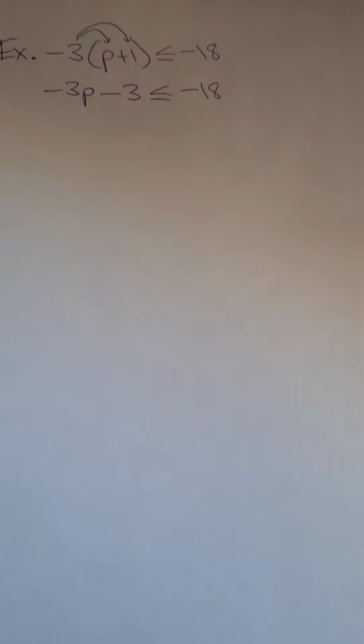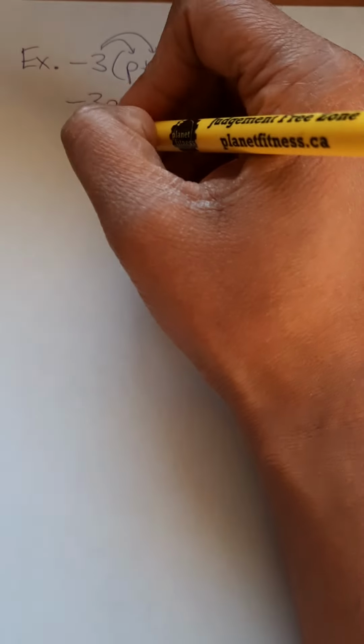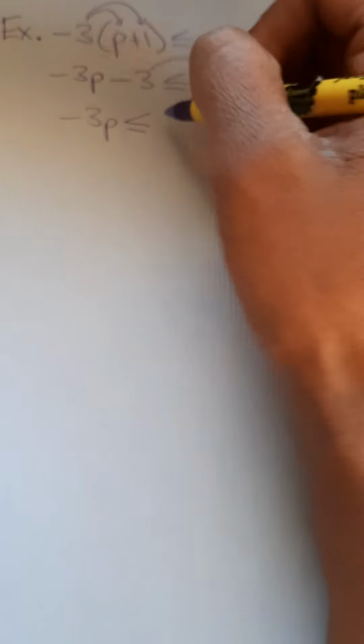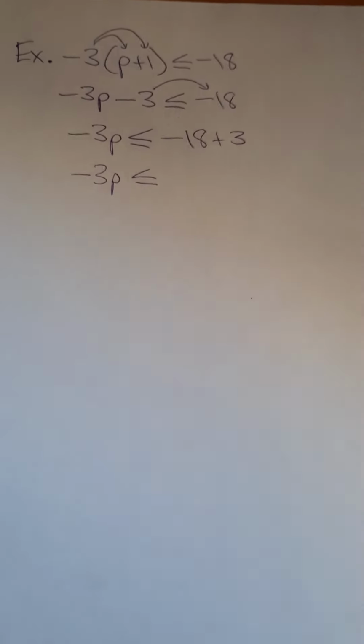Okay, in the next step, I'm going to take the negative 3 to the opposite side, and we're going to change the sign. So negative 3p is less than or equal to negative 18 plus 3. Okay? So say we have this. And there's going to be one more rule here. So negative 3p is less than or equal to negative 18 plus 3, which is negative 15.